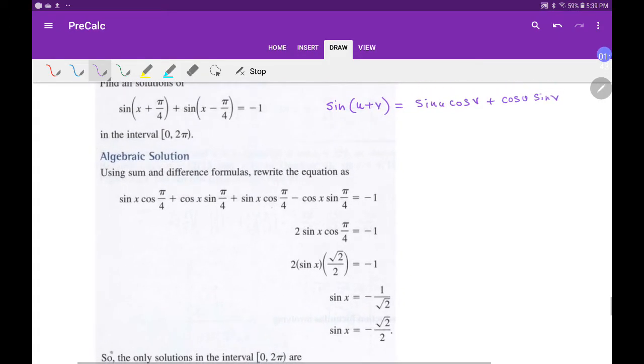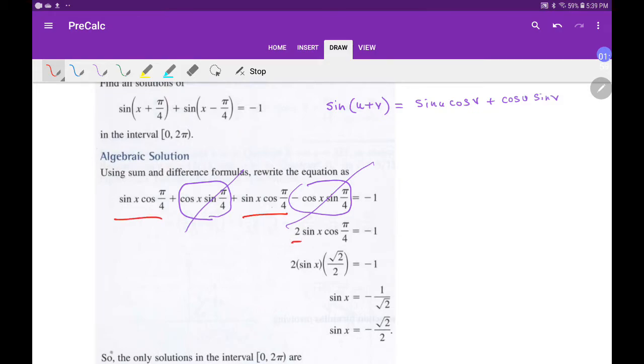They went ahead and did that, and they noticed that, hey, this right here and this right here are the same thing, only the signs are different, so they cross out. And then I noticed that this is the same as this, so now I have two of them. Okay?